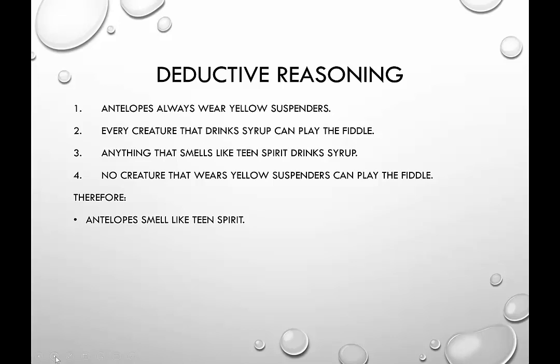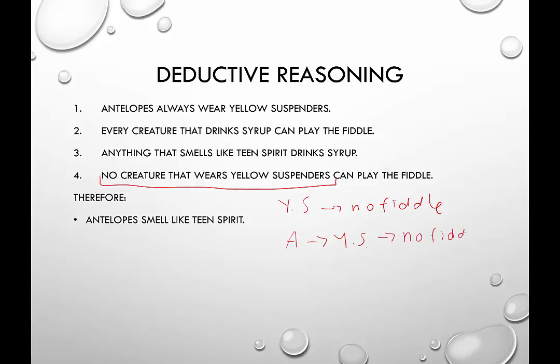So let's start. We're actually going to go, I think, from the bottom and circle back to the top. So right here, no creature that wears yellow suspenders can play the fiddle. So if you wear yellow suspenders, then no fiddle. Okay, well, what do we know? We know antelopes always wear yellow suspenders. So since antelopes always wear yellow suspenders, they must not be able to play the fiddle because that's like the transitive property at work there. And if you didn't know that, that's okay. Okay, so antelopes, no fiddle.